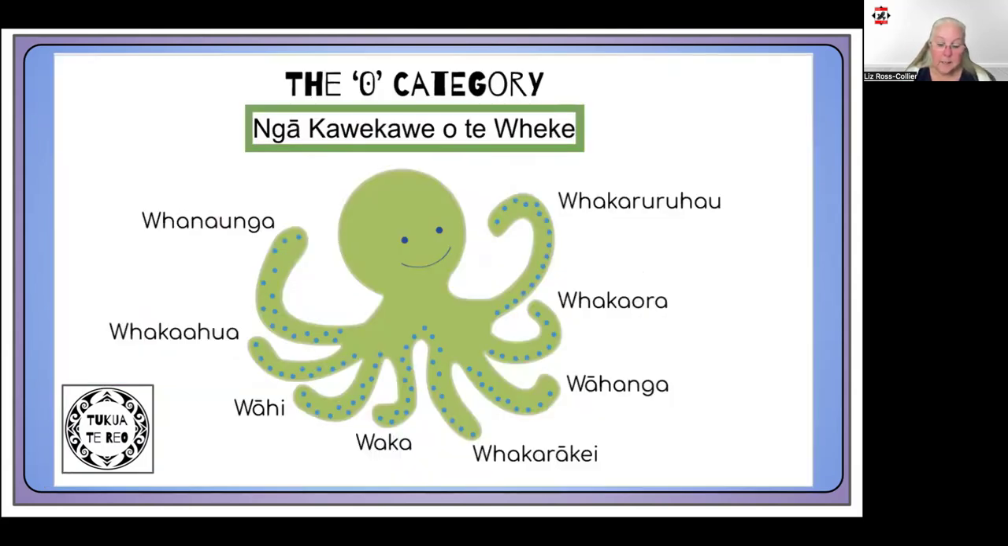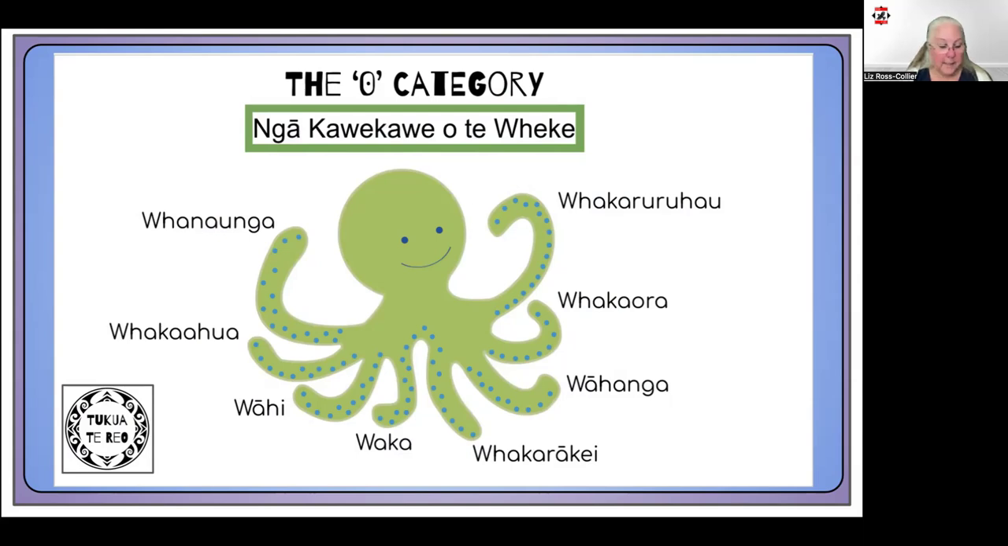The model of ngā kawekawe o te wheke, the tentacles of the octopus, is used to describe the O category. And here they are. Whanaunga, relationships. Whakāhua, words used to describe things. Wāhi, places and spaces. Waka, things that are used for transport. Whakarākei, anything we use to decorate or beautify something.